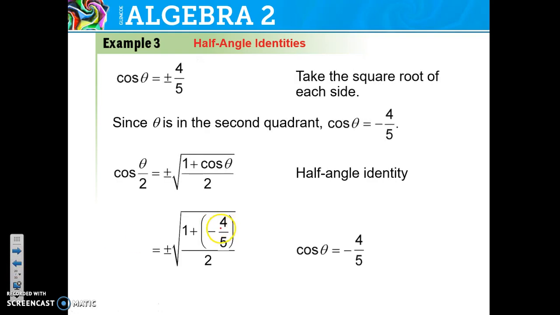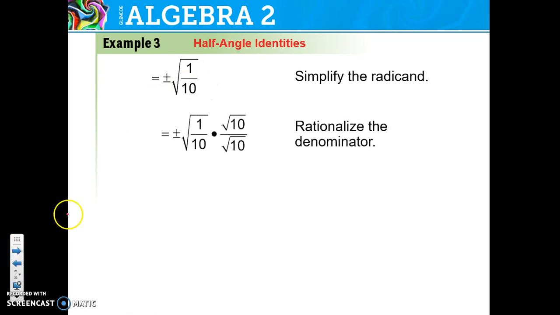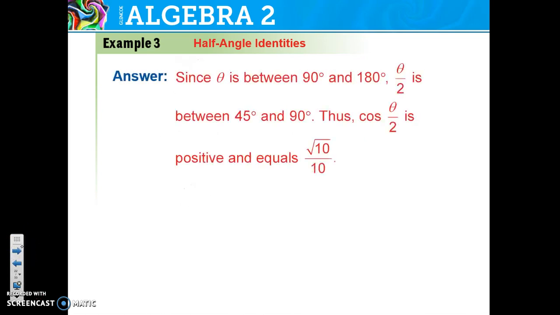And if I simplify that all, in my numerator I get 1/5. 1/5 over 2 is 1/10. That's how they got 1/10 under the radical. I'm going to rationalize my denominator. So I get plus or minus the square root of 10 over 10.